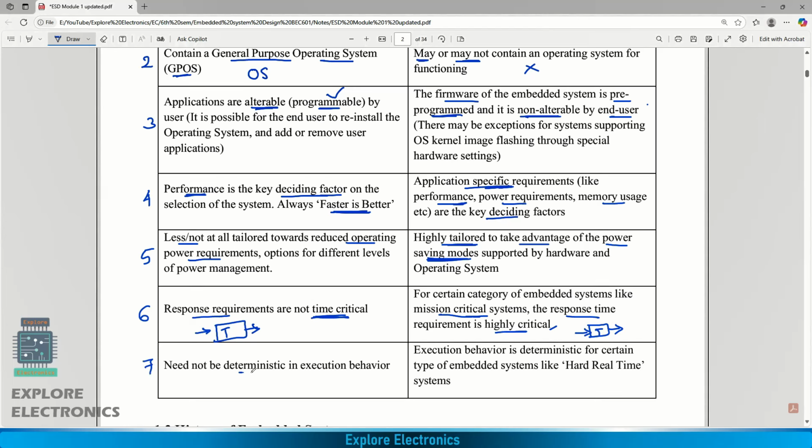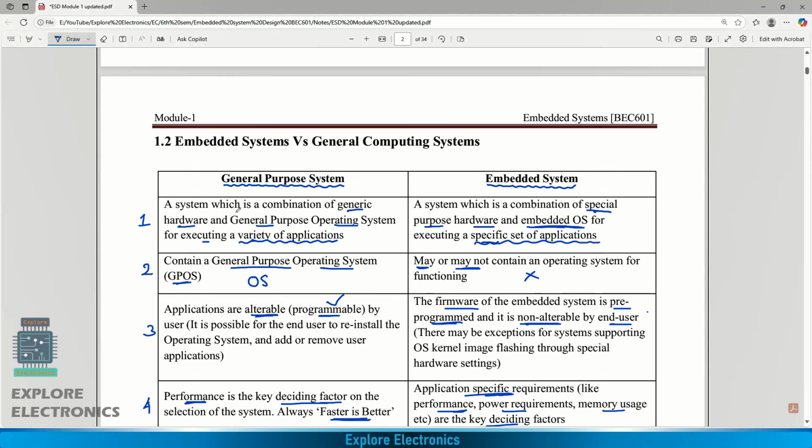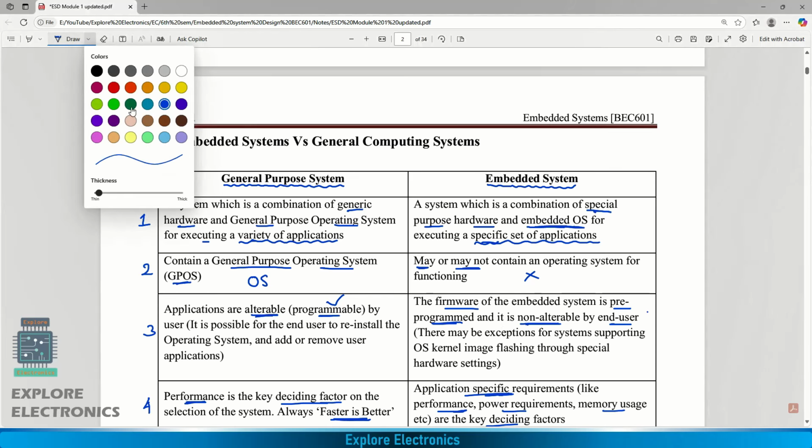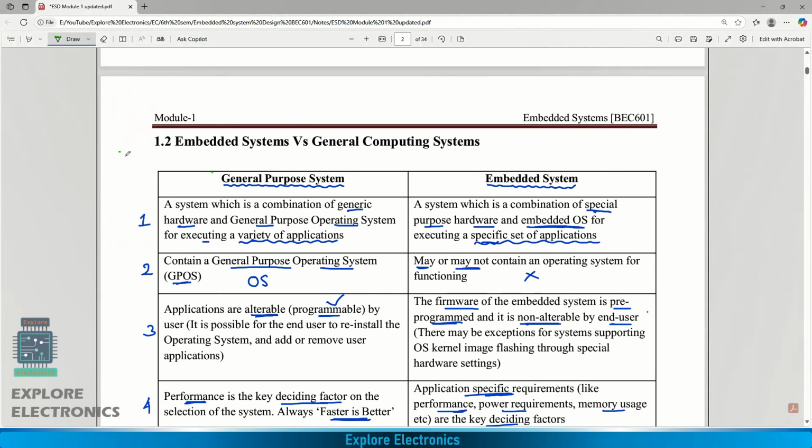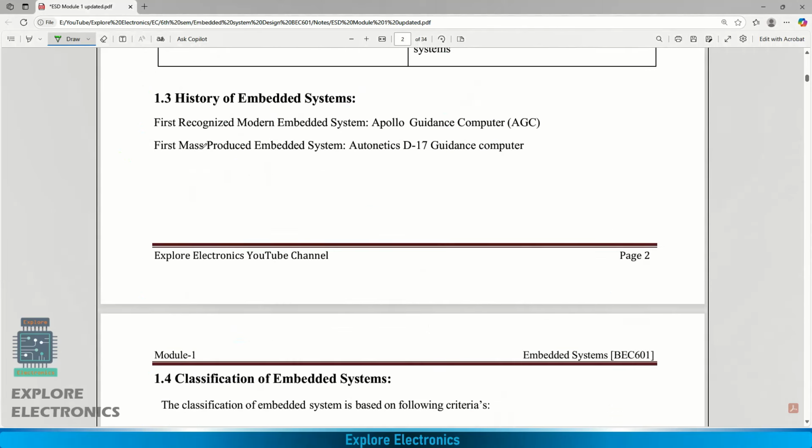Then comes the seventh point here. It need not be deterministic in execution behavior, meaning we can't be sure how exactly the system is executing. But in the embedded system, execution behavior is deterministic. It means we know how it should behave. We will have some hard real-time systems as well, which is what we call highly critical time. These are the differences between general purpose system and embedded system. From the exam point of view, this is a very important question. You may get this question for 5 to 6 marks. You need to remember at least 5 to 6 differences.